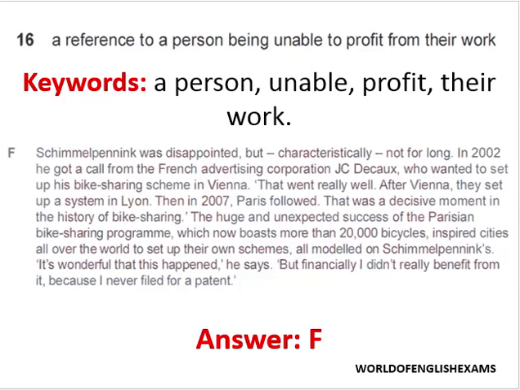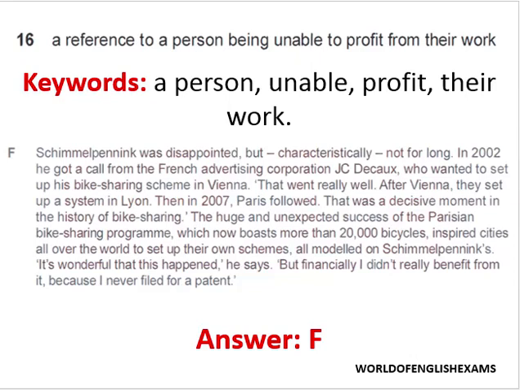Is it referring to one person or not? Yes. And who is that? Schimmelpenninck. And financially he did not benefit from it. So financial benefit is nothing but profit. Why? Because I never filed for a patent. So because he did not patent his idea, he was unable to financially get the benefit. But his idea was very well accepted with people in many different cities like Paris. But he did not benefit financially from it. So that is what we are looking for. And the answer for the 16th question is F. Because this paragraph contains the information.